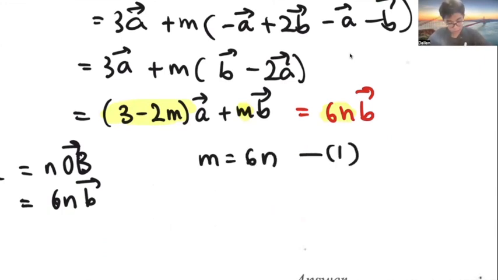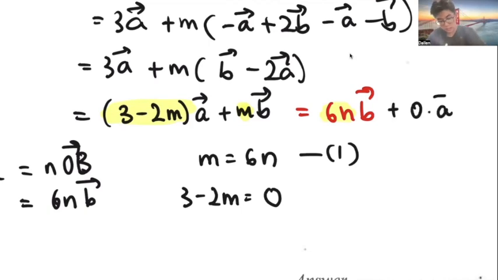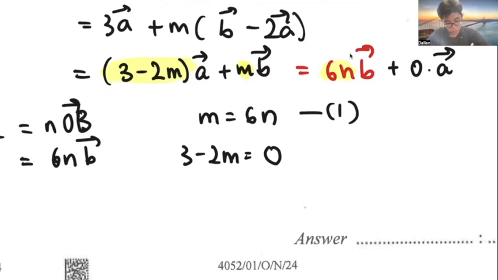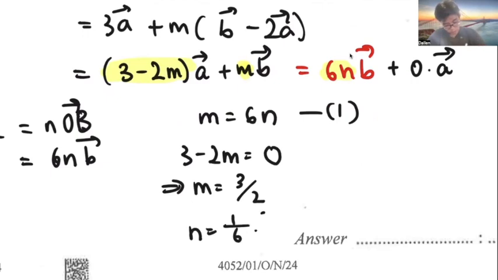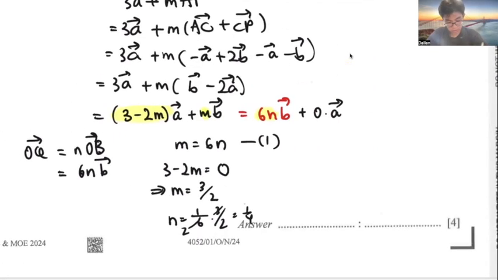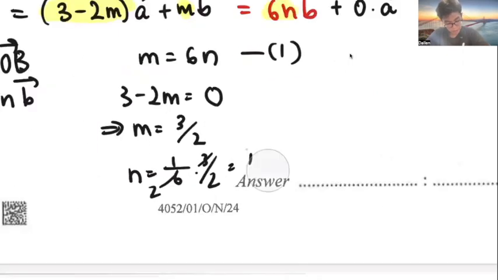Our second equation is that 3 minus 2M equals 0, notice that here there's no A component, so it's equivalent to saying this. From here, we know that M equals 3 over 2. And then N is equal to 1 over 6 times M, so it is 1 over 4. So we have M equals 3 over 2, N equals 1 over 4.